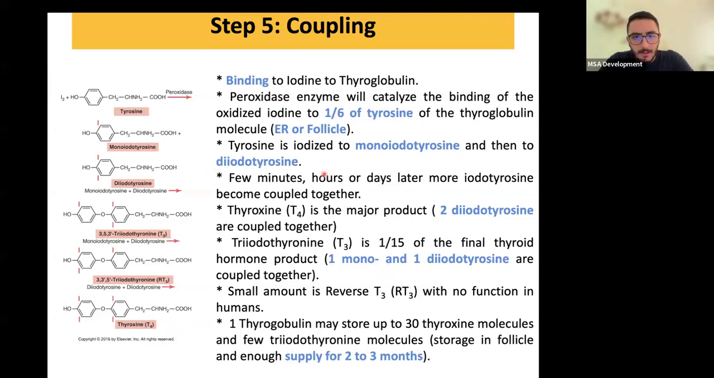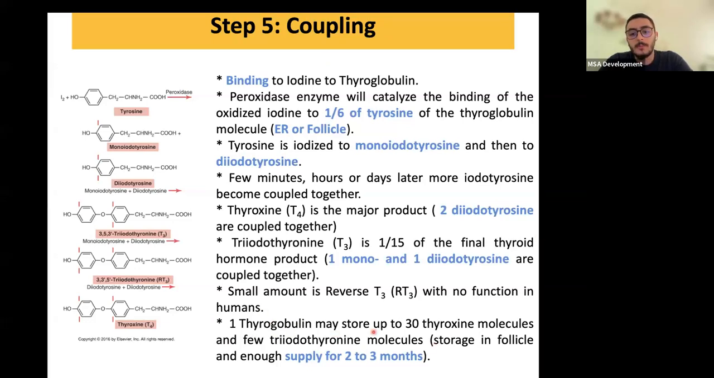I explained everything here. Tyrosine is iodized to monoiodotyrosine and then to diiodotyrosine. T4 is the major product, which is 2 diiodotyrosines together. T3, which is 1 monoiodotyrosine and 1 diiodotyrosine, as I mentioned before. And the 3rd product is a small amount of reverse T3. It has no function in humans, but it's just a small amount that is secreted by the thyroid. Good to know this.